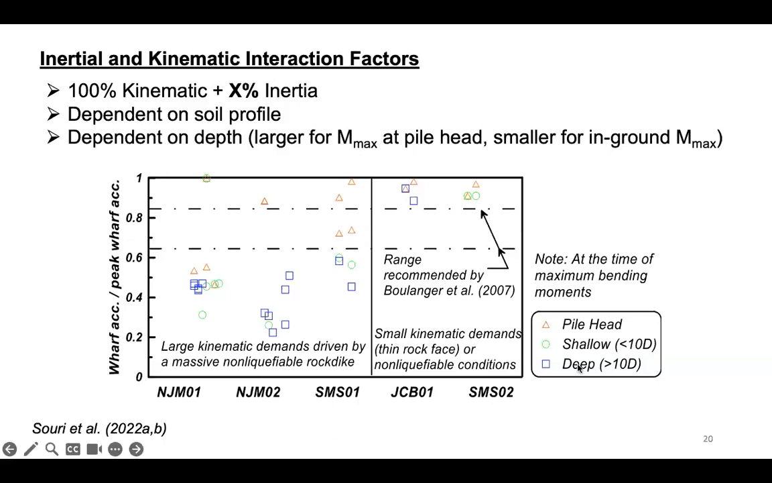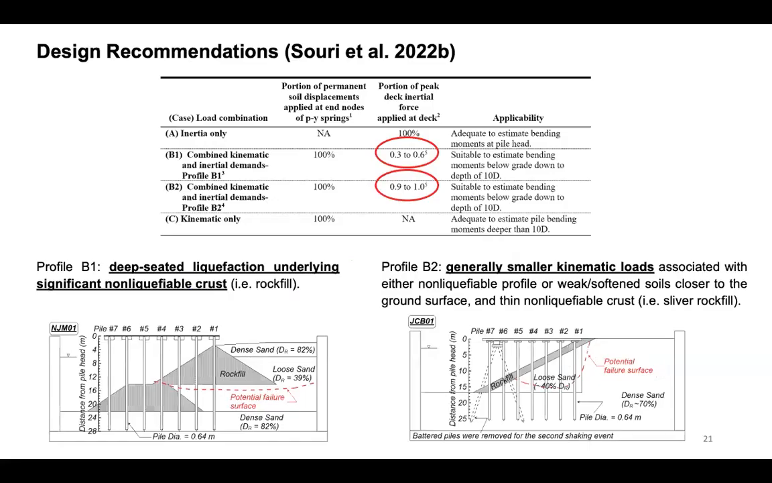And when you look at the deeper locations, you get much smaller contribution factors because as you get deeper, the effect of inertia dissipates, and you get much more effect from your lateral spreading. So based on these results, these are our recommended design guidelines, which we presented in an ASCE paper.